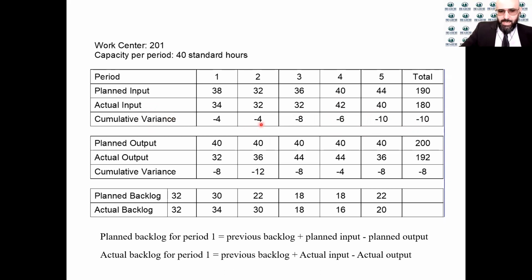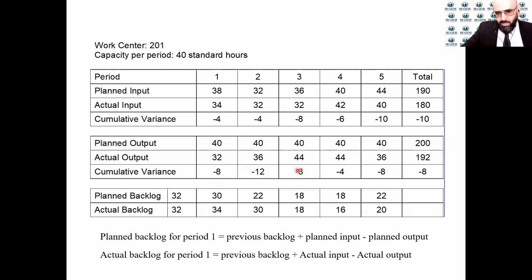Now we have to do the same thing for the output, planned versus actual, and find out what the cumulative would be. For example, the first period would be 32 minus 40. That will give you a -8. So we're short of 8 in the output. And then add to that another 4 coming from period 2. That's -12. However, we made extra units on week 3.